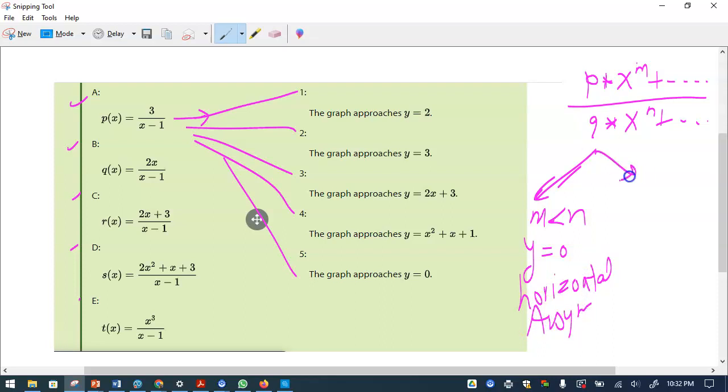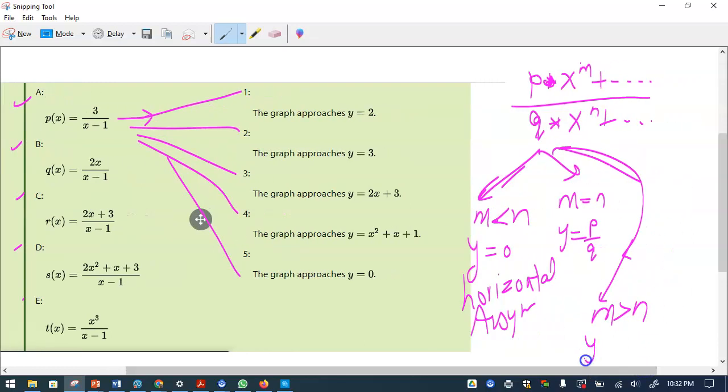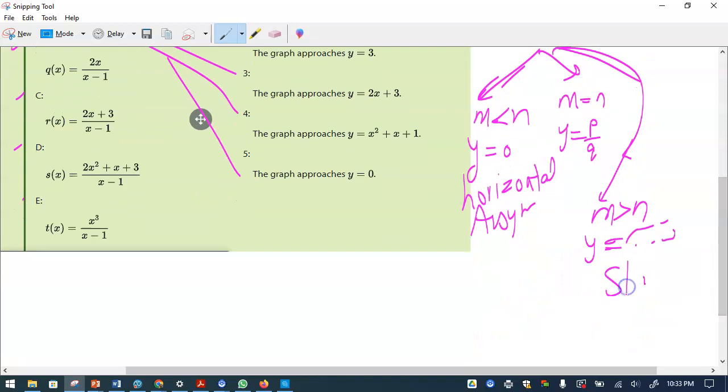But if m equals n, then it becomes y equals p over q, just the numbers multiplying the x, and that's the horizontal asymptote. But if m is greater than n, you have to use synthetic division or long division, figure out the answer, and that becomes the slant asymptote.